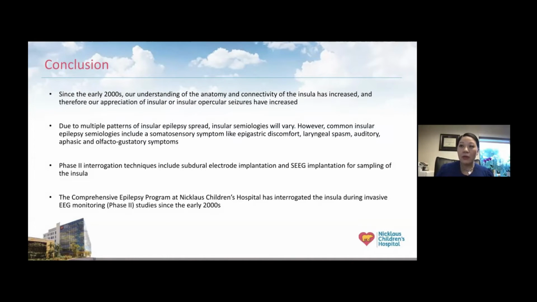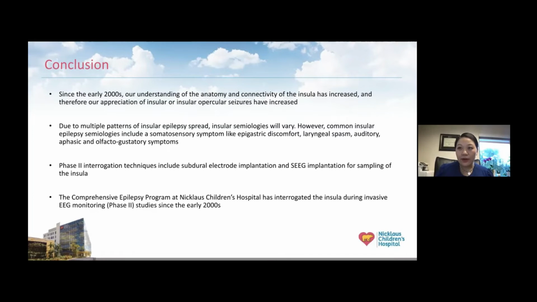And due to multiple patterns of insular epilepsy spread, insular epilepsy semiologies will really vary, and sometimes they will mimic frontal onset epilepsy or temporal onset epilepsy. However, some common insular epilepsy semiologies include somatosensory symptoms like epigastric discomfort, laryngeal spasm or throat abnormality or spasm and discomfort, auditory, aphasic, and olfactory gustatory symptoms.